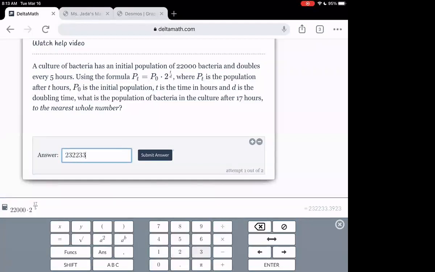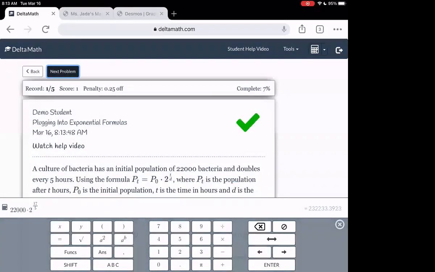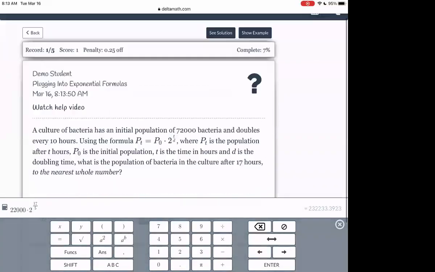So 232,233. Did I type that right? There's so many 2's and 3's, my gosh. Okay, 232,233. Okay, I think that's correct. We rounded it to the nearest whole number, and I'm going to submit. Cool. Let's do another example.